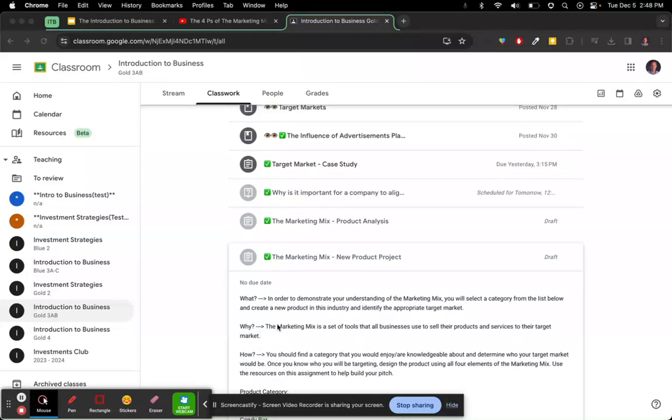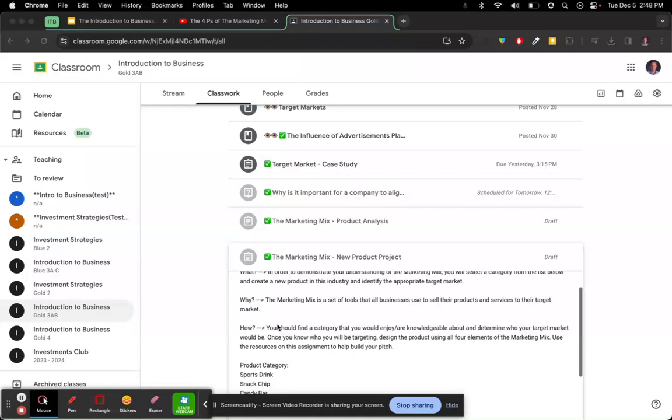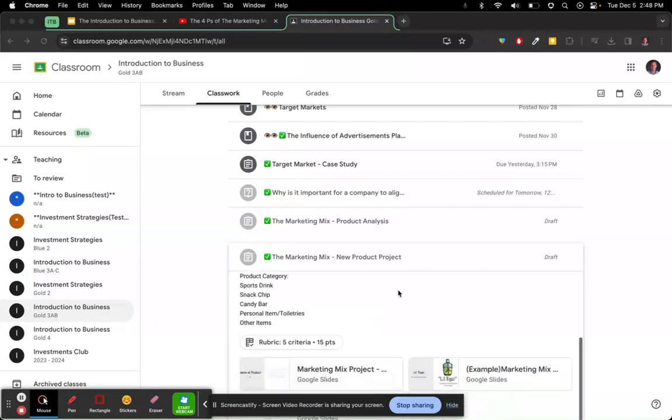Right? Again, the marketing mix is a great set of tools that all businesses use to sell their products and services to their target market. We can't emphasize it enough. A product has to be designed with a specific customer in mind. So, how are we going to do this? Well, you should find a category that you would enjoy or are knowledgeable about and determine who your target market would be. And then, once you know who you will be targeting, design the product using all four elements of the marketing mix. Lots of resources on this assignment to help you.